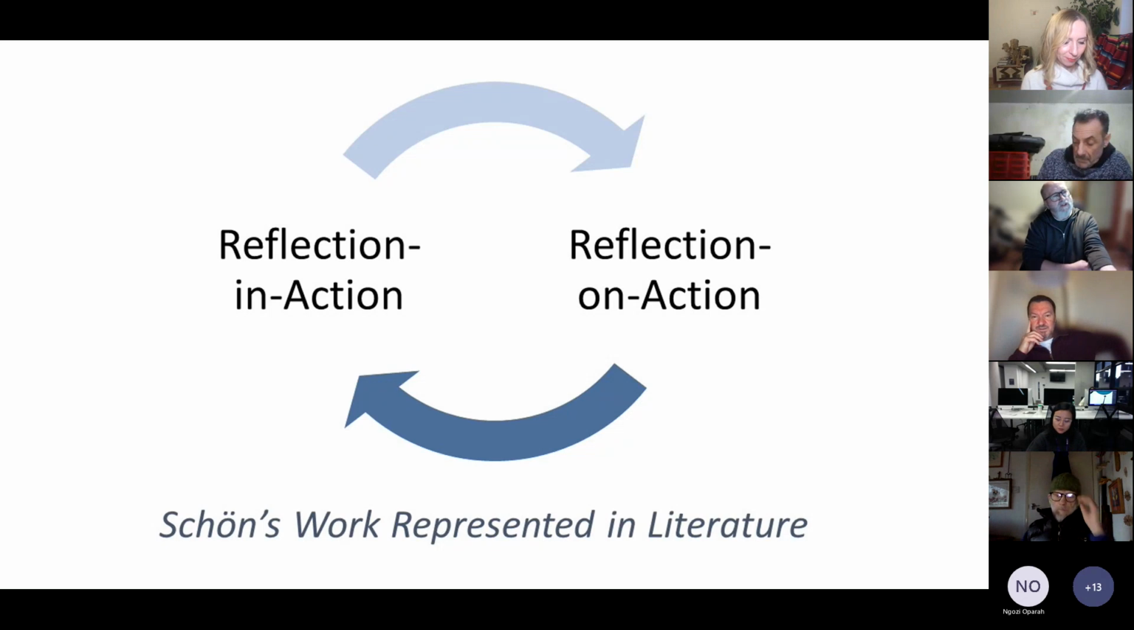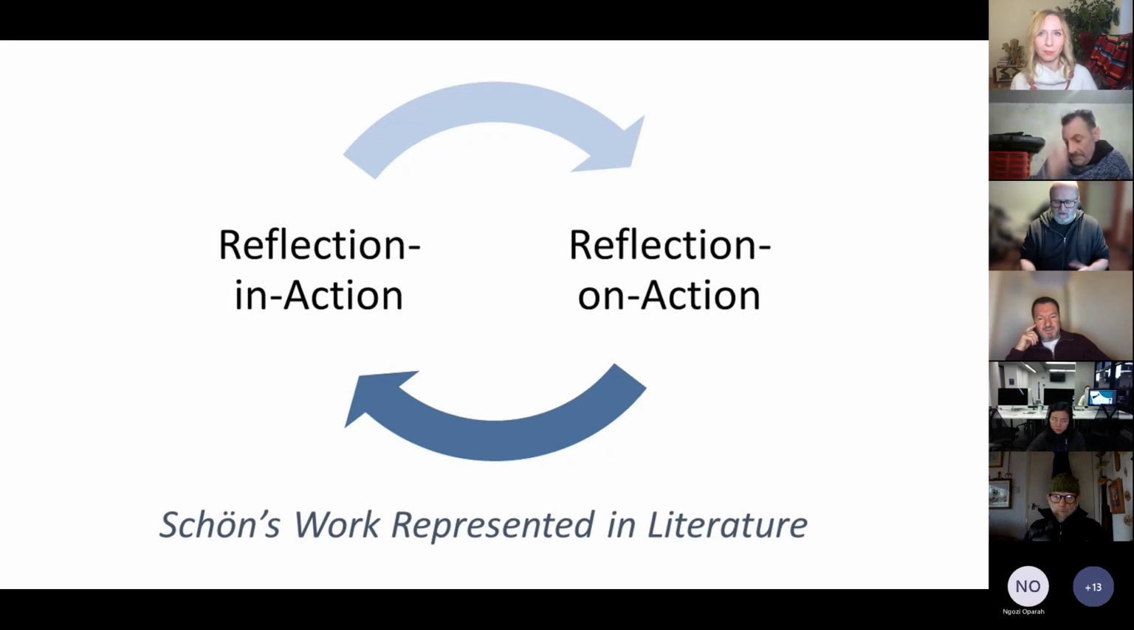And actually, I don't think for creatives there is that pull between the two of them. When you're making, you are reflecting in action, but then you pause and reflect on action, but then they fold into each other. And I think this is about moments of practice where there are these changes, these shifts.